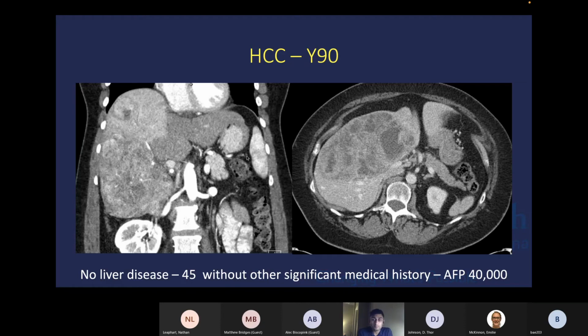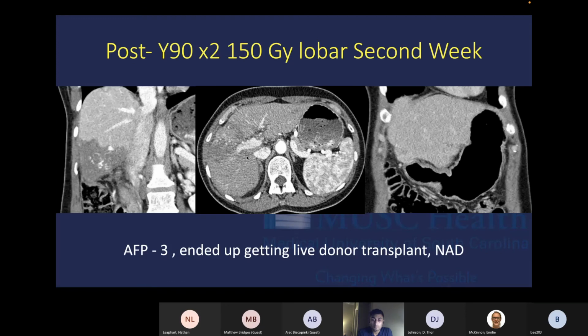You can see her AFP is very high. She's young, no other medical history. And so we did Y90 twice to the right lobe of the liver, and this thing shrunk so much, and you can see her left lobe is now huge. Her AFP, which was 40,000, went to 3, which is normal. They spent 2 years arguing about what they should do about this, and then they decided, well, we should just transplant her because now she has no active disease. And so they ended up transplanting her.